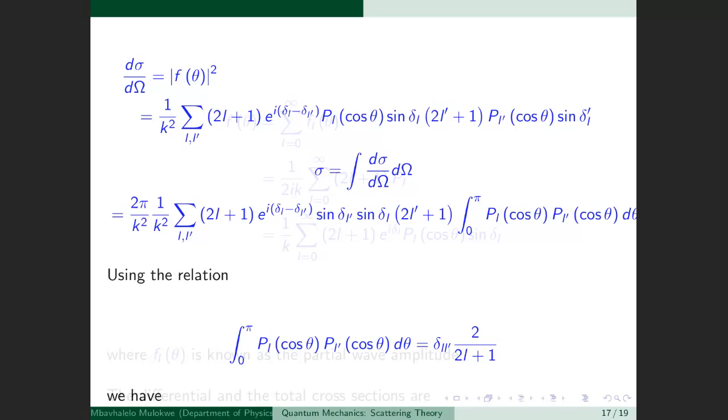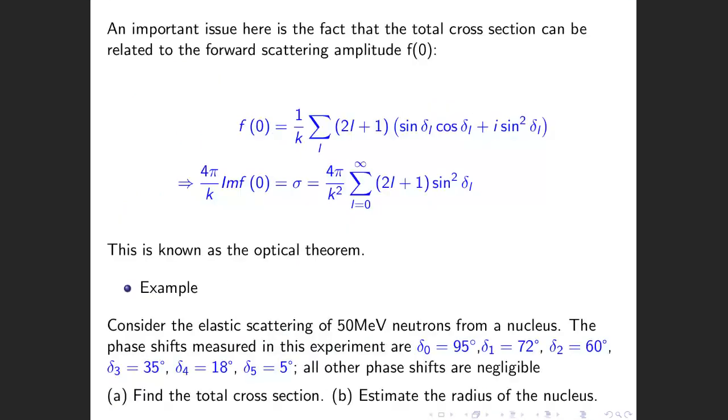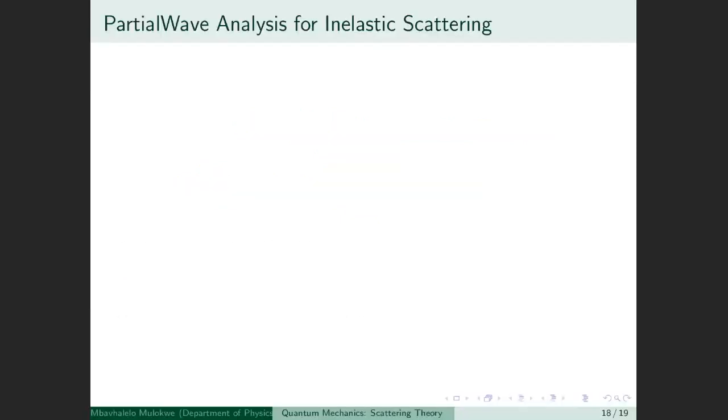So, sigma example. I'm considering this example. It's a simple example, and you've actually measured the phase shifts. So delta 0 is 95 degrees, delta 1 is 72, and all the rest are negligible. Then the question was: find the total cross section and estimate the radius of the nucleus. So let me just think. The rest of them are negligible, so they're basically 0, so for L greater than 6.